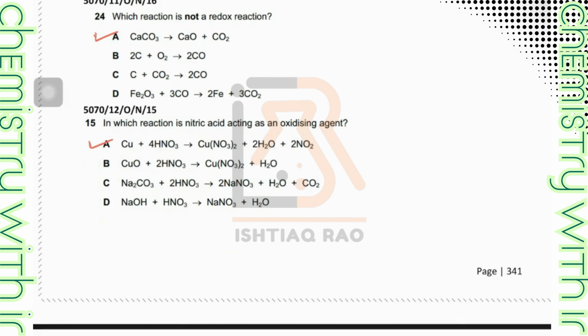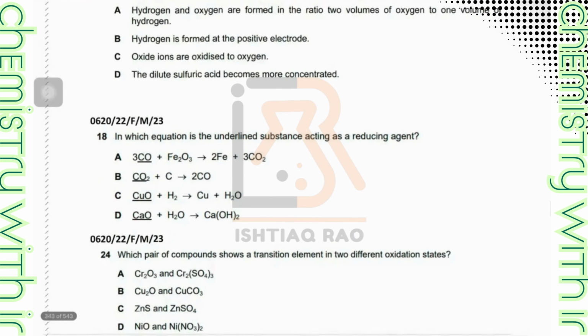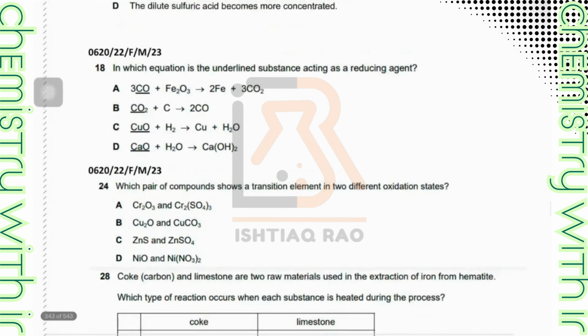This is the shortcut way to find out the correct answer whenever he is asking like that. He is going to give you the neutralization reactions as well. So directly you can identify whether the reaction is a redox or not, and then you can tell your final answer. Okay, this one.